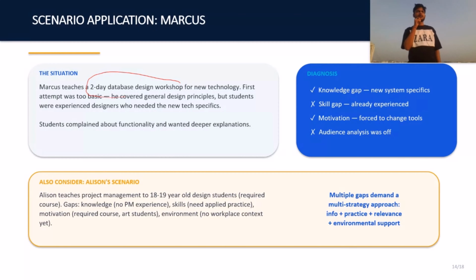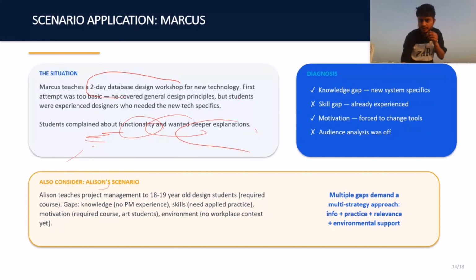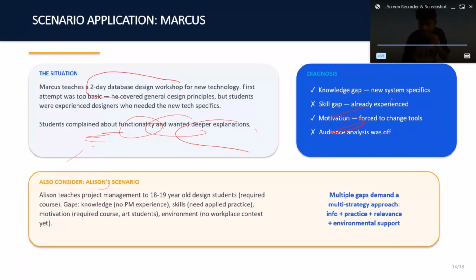So here is the case that the learners are proficient enough. They know all the information, they are at an upper intermediate level, but the trainer didn't learn about the learners' performance gap, and he just taught the basics of design, which they are already familiar with. The students complained about functionality and wanted a deeper explanation. So this is basically a knowledge gap about the new system, specific to the new system.